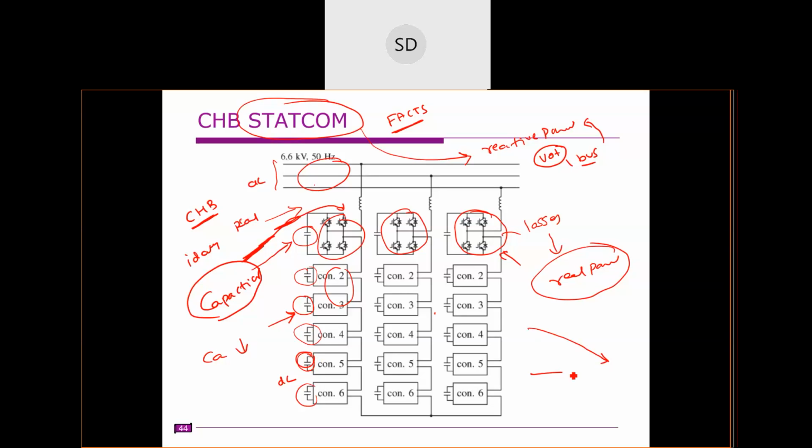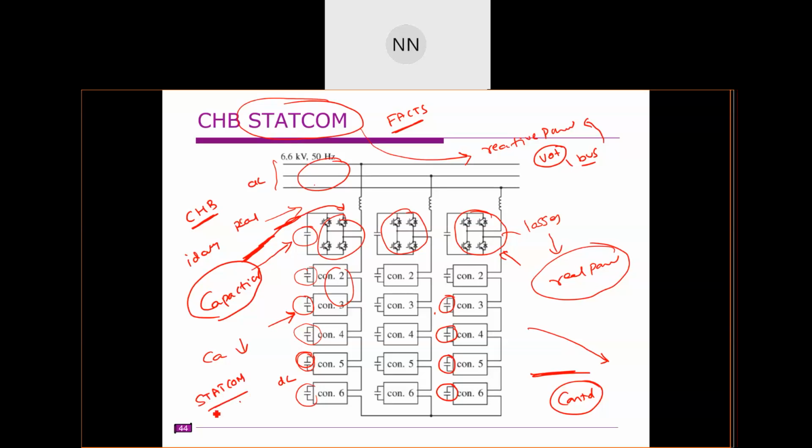This is not the control requirement. When you are controlling the STATCOM, we need to keep this capacitor voltage at the recommended or reference value. Only then will the STATCOM work properly. But some of the switching losses are taken from the energy stored in the capacitor. From the capacitor energy, the switching losses are compensated. So what we need to do is operate this STATCOM.